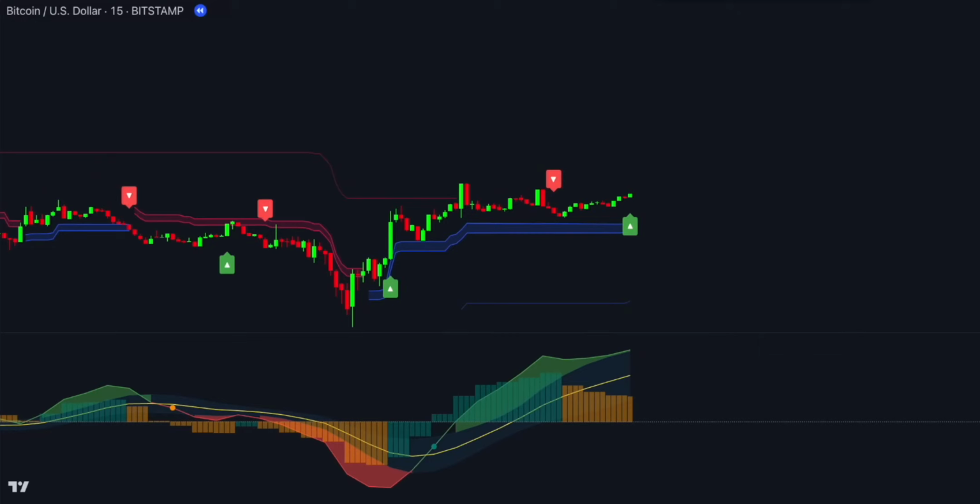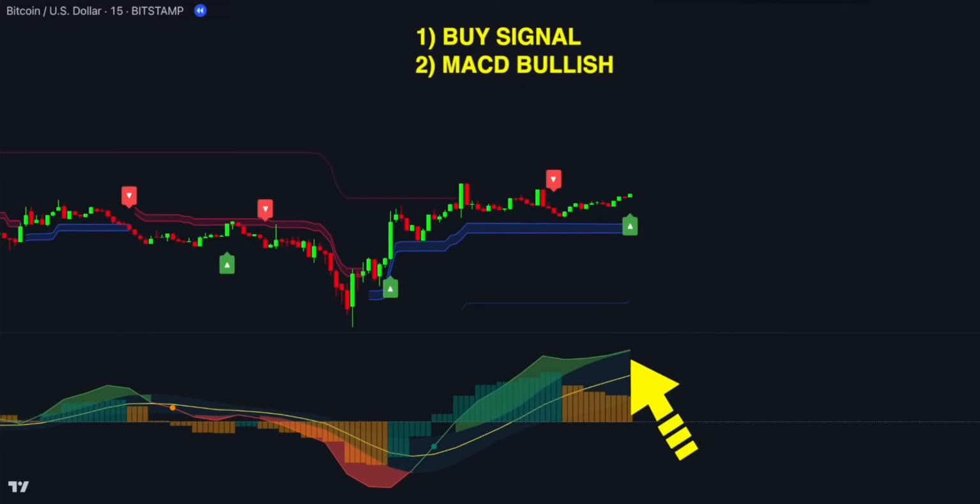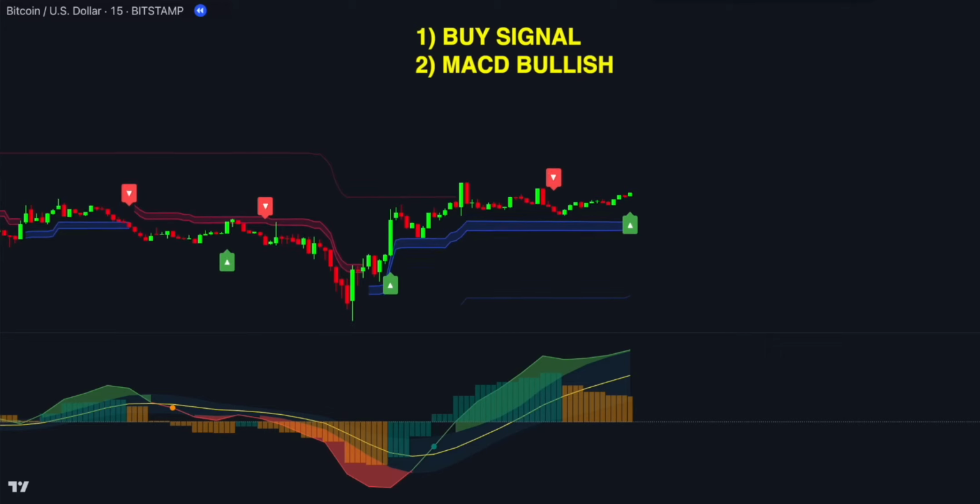Now let's learn the complete rules for buying and selling with this strategy. In order to initiate a long trade, 3 conditions must be met. The first condition is a buy signal issued by the dynamic levels breakout. The second condition is MACD being positive or bullish. Pay attention to the cloud. When the cloud is green, strong buying pressure is evident. When the MACD narrows down, this signals a drop in volume or a correction.